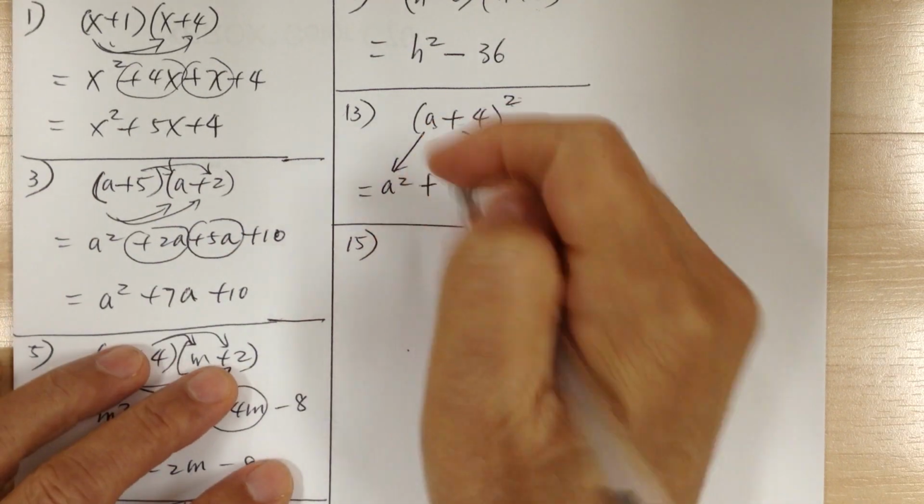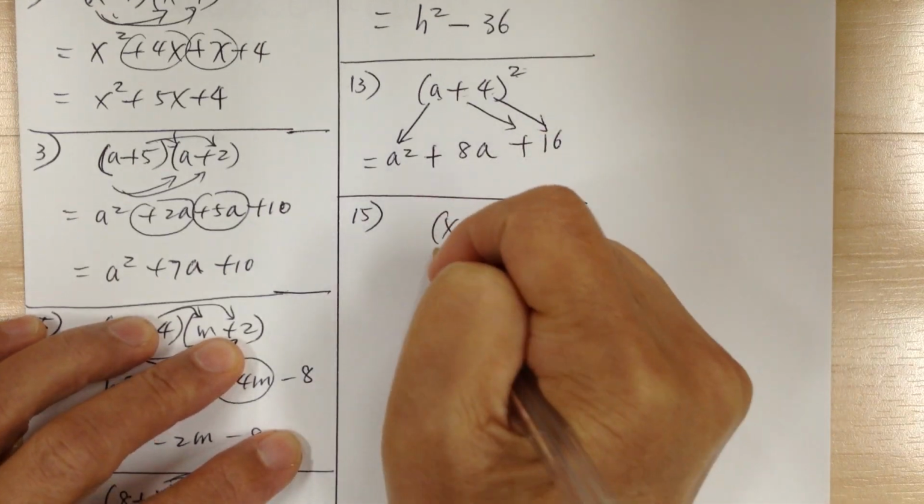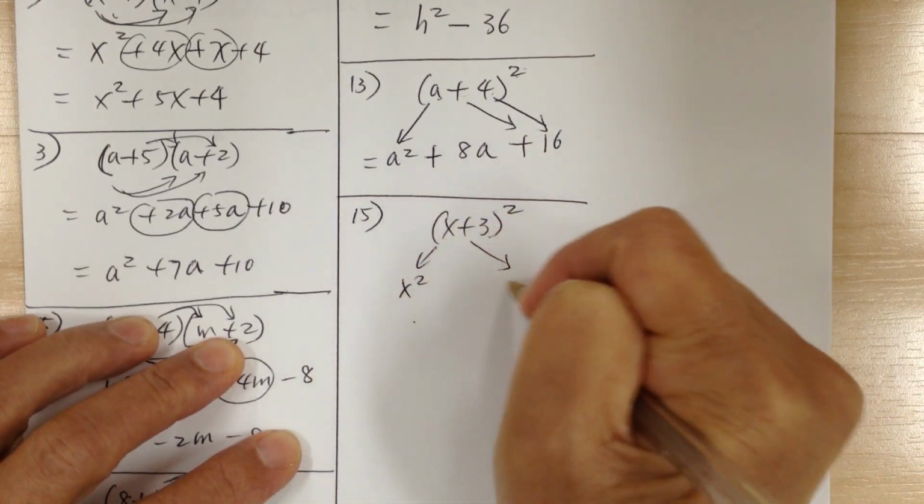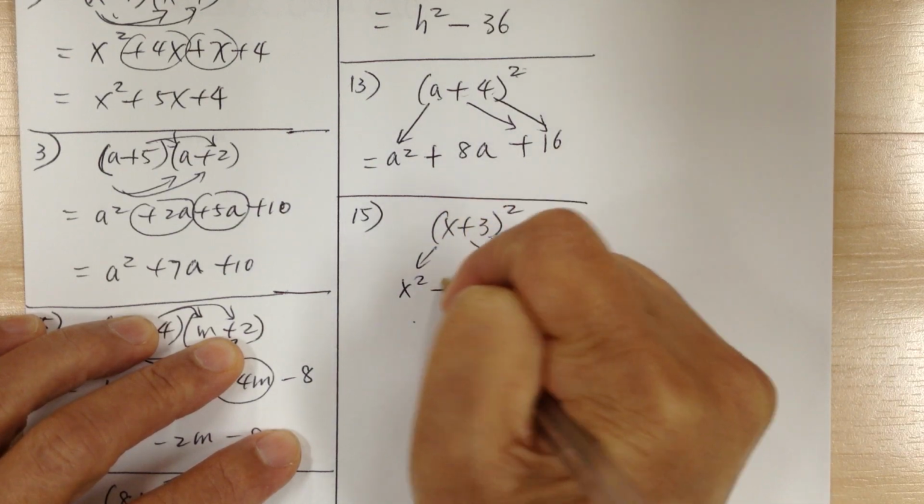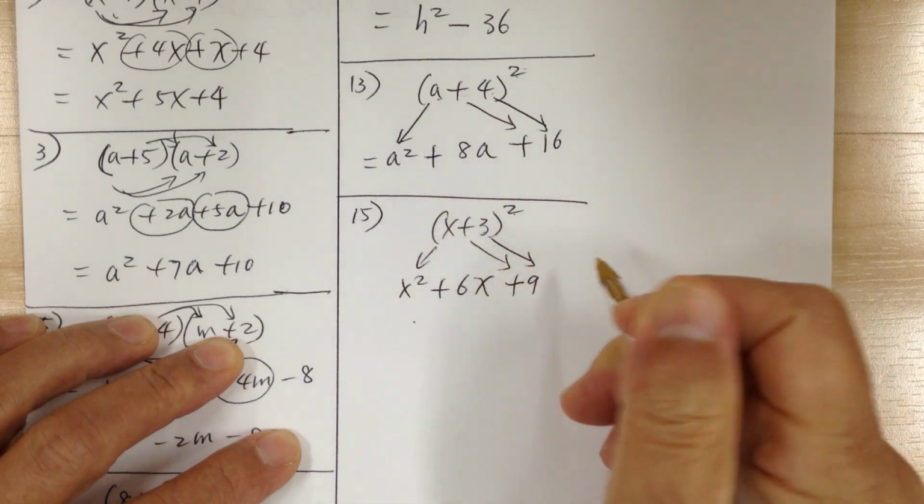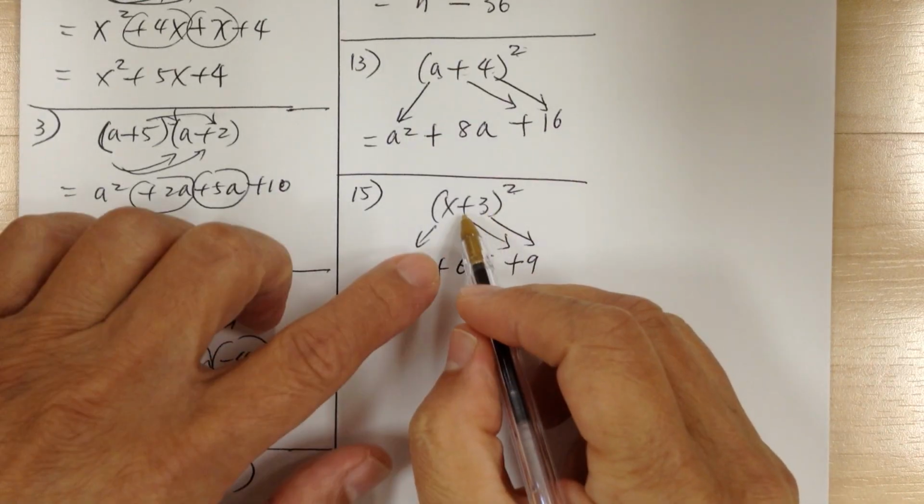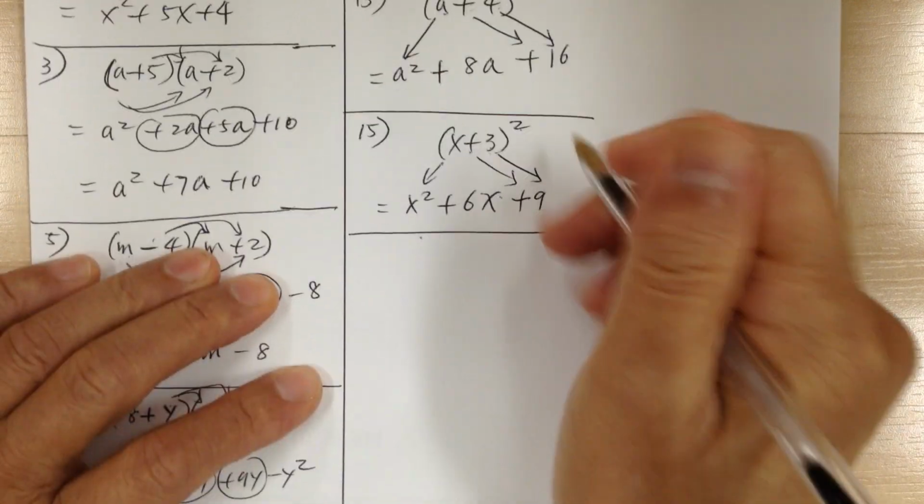Okay, 15. So you got x plus 3 squared. From here you're going to get x squared. From this you're going to get plus. From this you're going to get 9. In the middle term, the sign is plus. Number is 2 times 3 is 6. Alphabet is x. Okay. So again, when you multiply, you do the sign, the number, the alphabet.